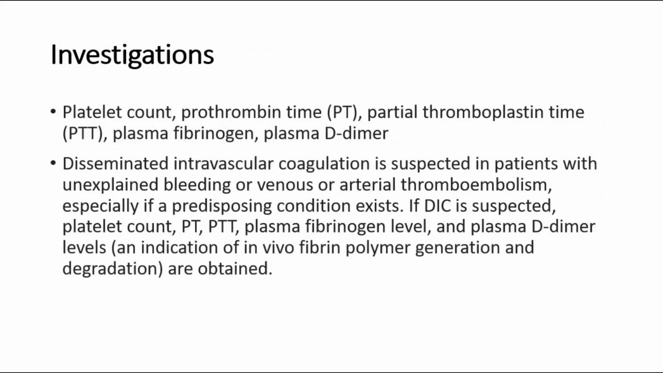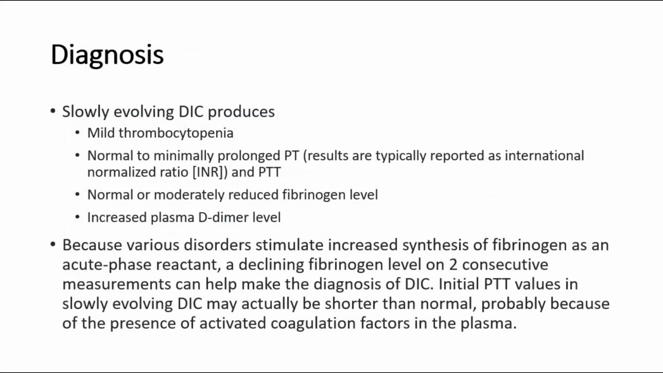For diagnosis, slowly evolving DIVC produces mild thrombocytopenia, normal to minimally prolonged PT and PTT, normal or moderately reduced fibrinogen level, and increased plasma D-dimer level. Because various disorders stimulate increased synthesis of fibrinogen as an acute phase reactant, a declining fibrinogen level on 2 consecutive measurements can help make the diagnosis of DIVC. Initial PTT values in slowly evolving DIVC may actually be shorter than normal, probably because of the presence of activated coagulation factors in the plasma.